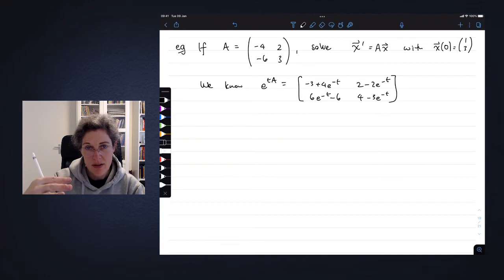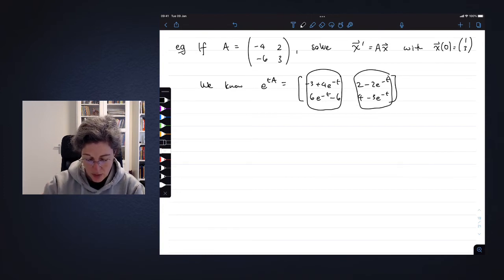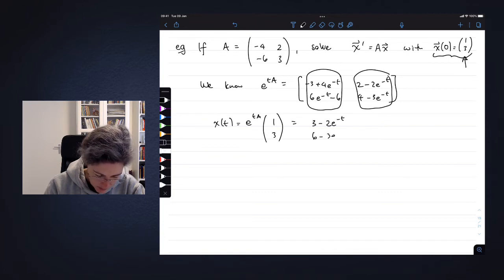And by what we've just discussed, we know that this column is one solution and this column is another solution. So we take the linear combination and that would give us a general solution. But if we want the specific solution with this initial condition, then we form our final solution as x of t equal to e to the tA times (1, 3). If we do that multiplication, what we end up with is 3 minus 2 e to the minus t, 6 minus 3 e to the minus t.